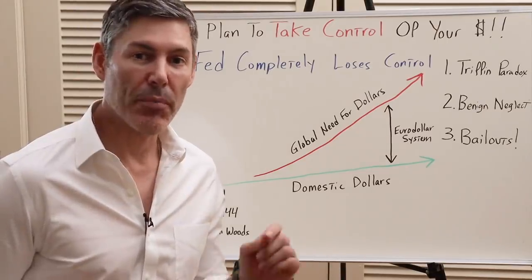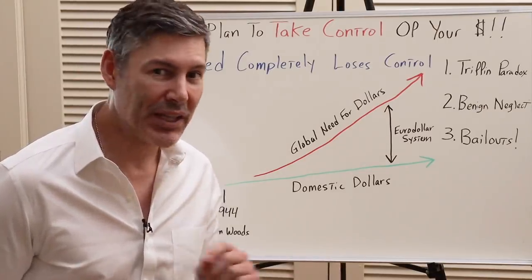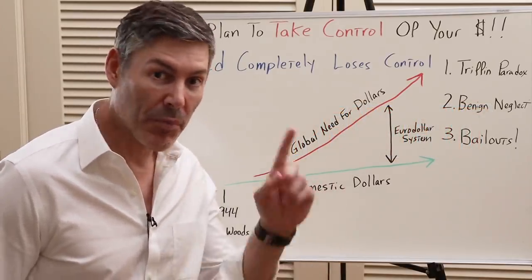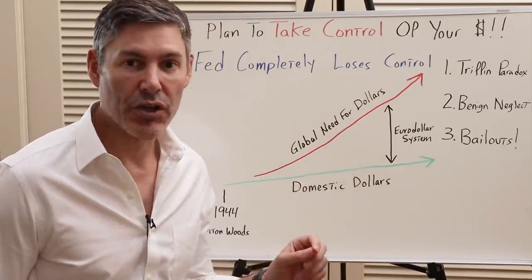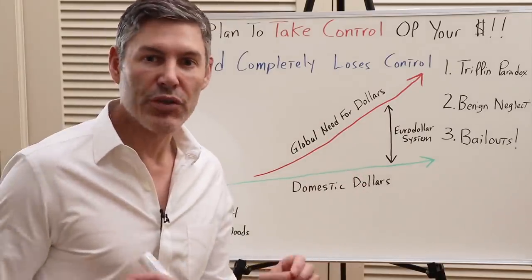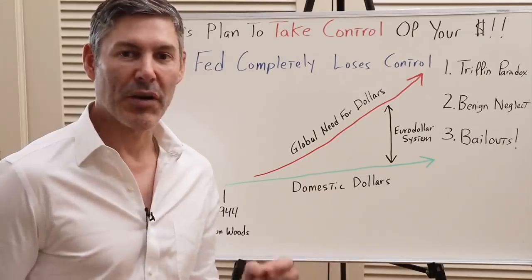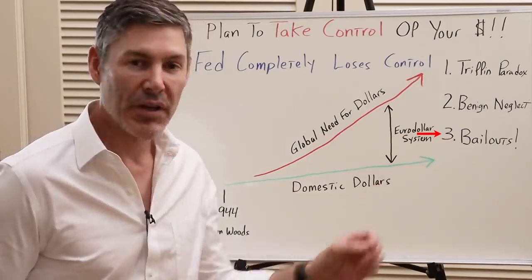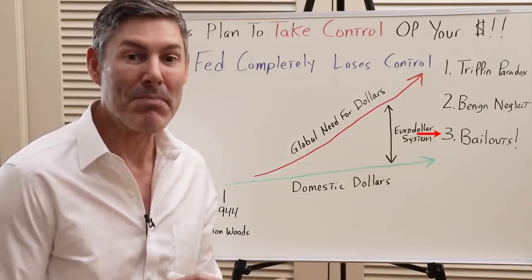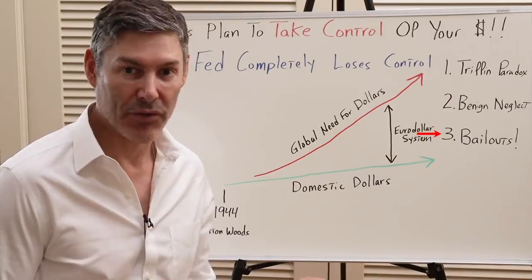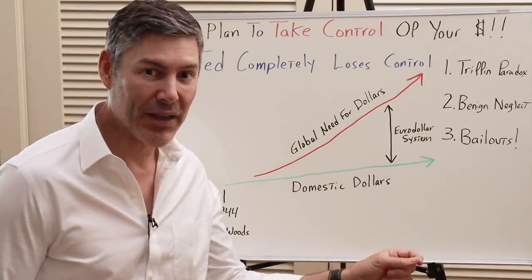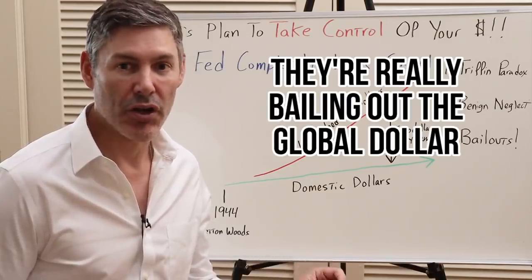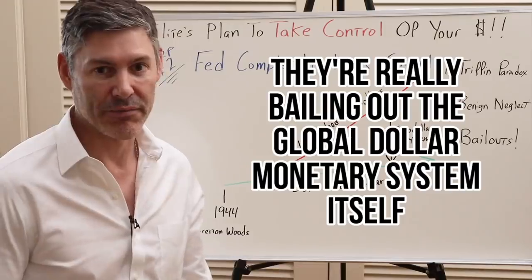And now the dollar-based monetary system was completely dependent on not only the domestic commercial banking system, but also the international commercial banking system. When you see things through that lens, it becomes crystal clear why whenever there's a problem with the banking system, the government or the Fed come in and immediately bail them out. They're not necessarily bailing out the banks. They're really bailing out the global dollar monetary system itself.